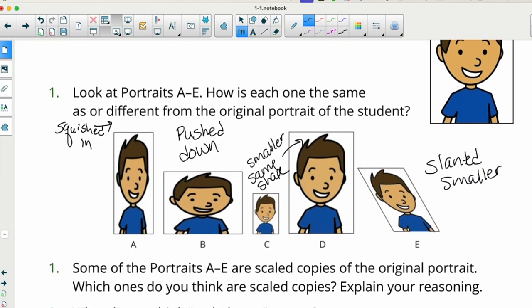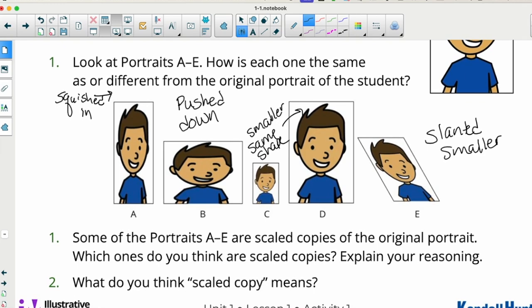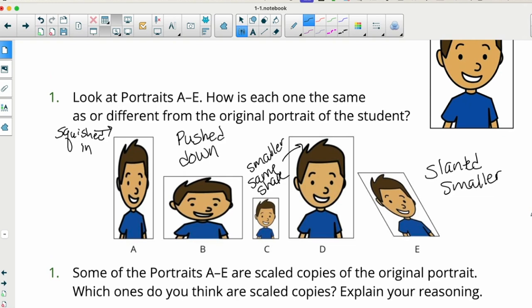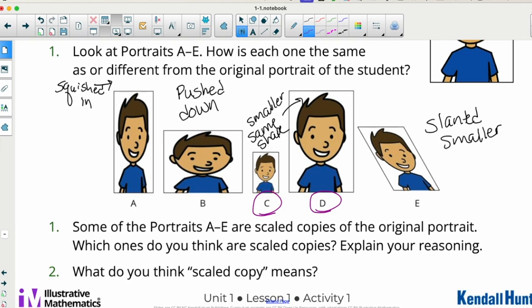It says some of the portraits are scaled copies of the original portrait. Which ones do you think are scaled copies? Our consensus in class was that C and D were scaled copies. Right now, what do you think it means to be a scaled copy? Well, they have to look the same, but they can be different sizes. We'll get a more formal definition in a little while.